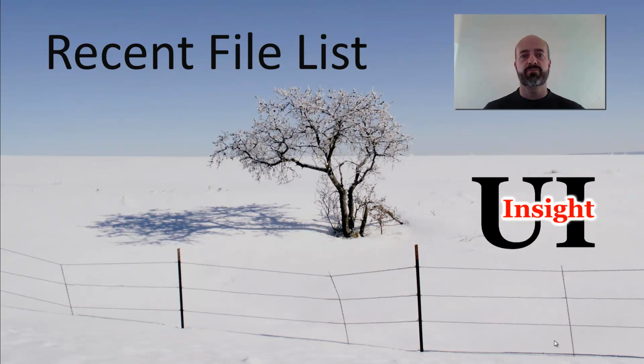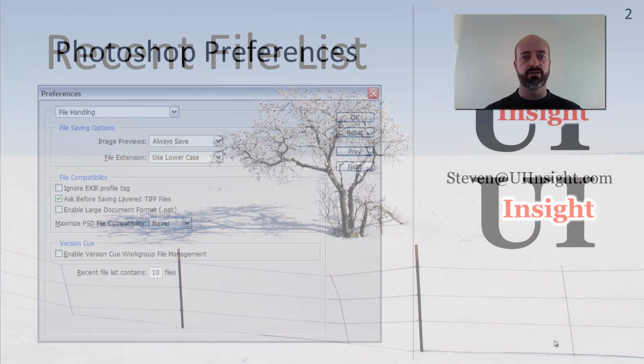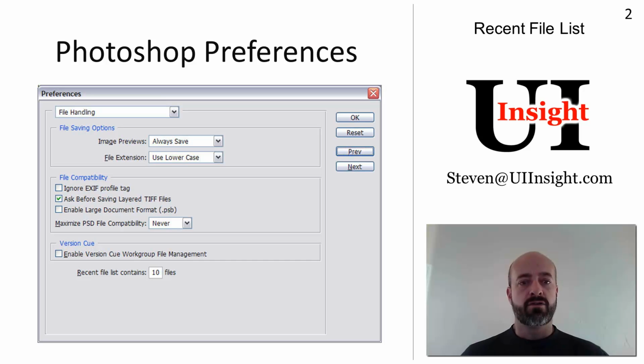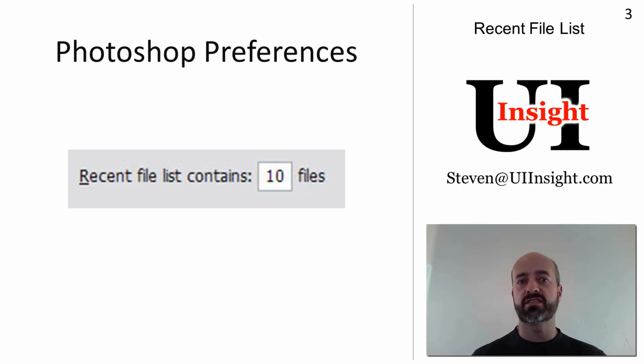I'm Stephen Chalmers, and today I would like to talk about a recent file list control in Photoshop. So let's take a look at the dialog in Photoshop that I'm referring to. So here we are in a dialog for Photoshop preferences, and down there at the bottom is recent file list, which contains 10 files. Let me zoom in on that. So it's just a simple edit box.